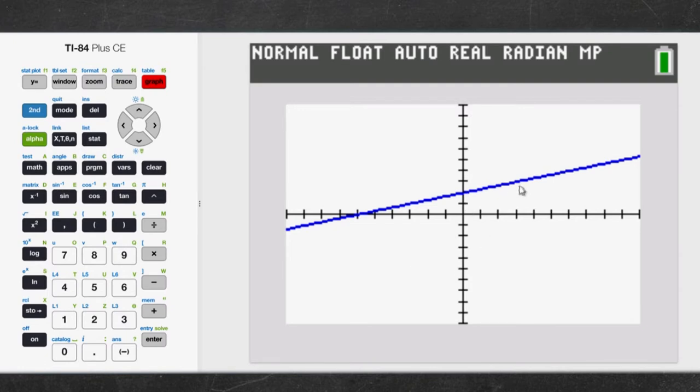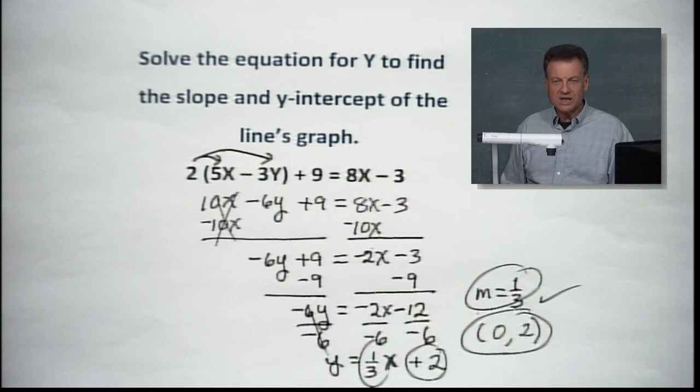And it looks to me like it's going to go up 1, and then over 3. We can count those out. About right there is where it goes. And it's going to go up 1 more, and over 3, you get the idea. So the slope is 1/3. Remember, that's that rise over run. There's the crossing point, the 0, 2. Life is good. We have what we're looking for there.